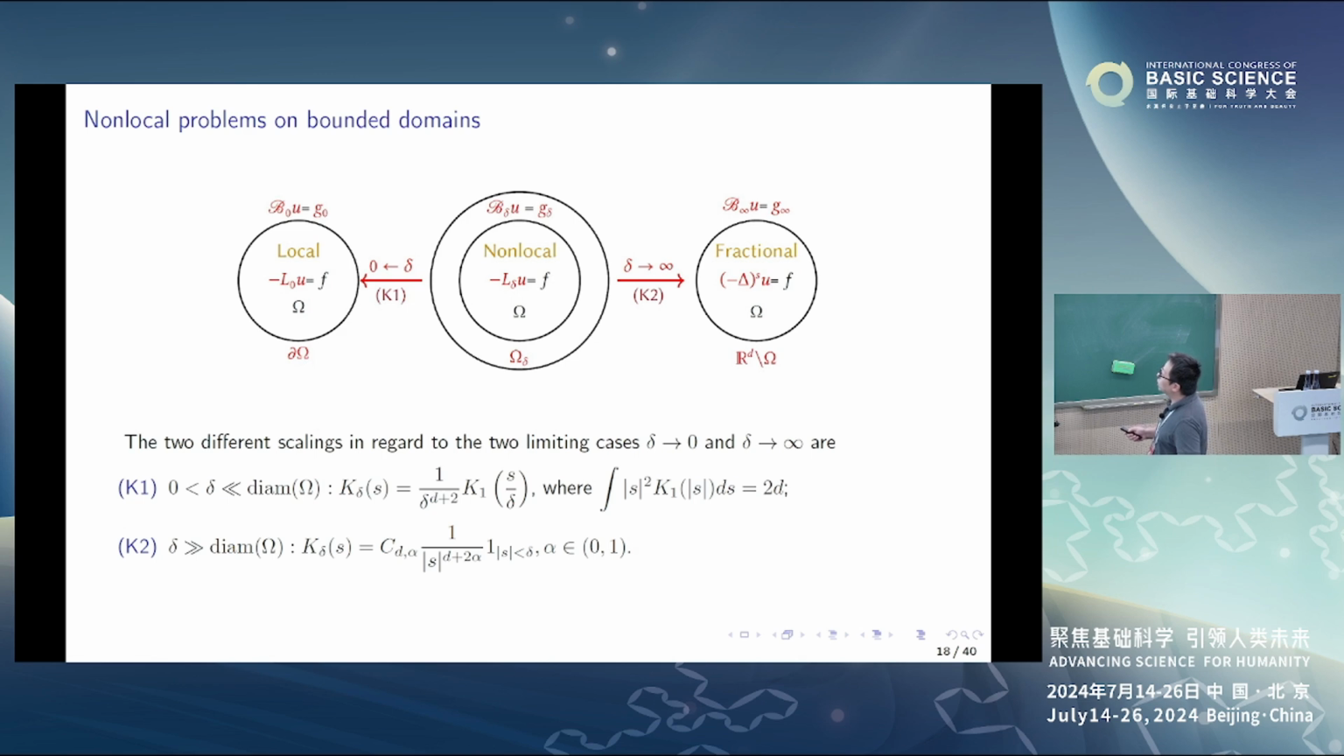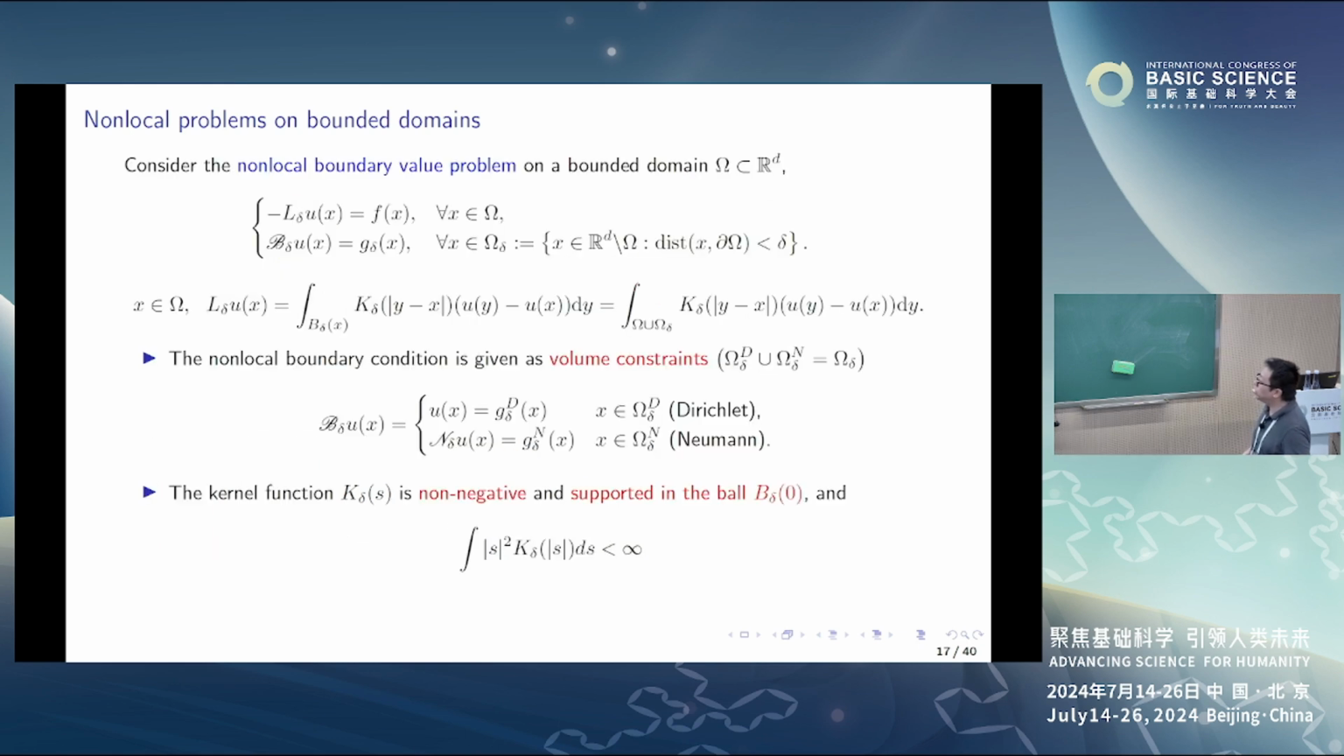So the equation is posed in this domain, and the boundary condition is posed in this boundary layer. Okay, so it's a volume constraint boundary condition, and B_delta could be the Dirichlet type, when x is in the Dirichlet boundary region, or the Neumann type, when x is in the Neumann boundary region, and N_delta is a Neumann operator, which will be introduced later. Okay, it can be derived using integration by parts, like the Green's first identity.